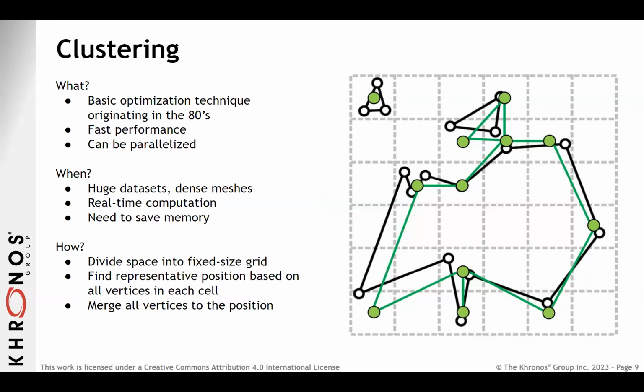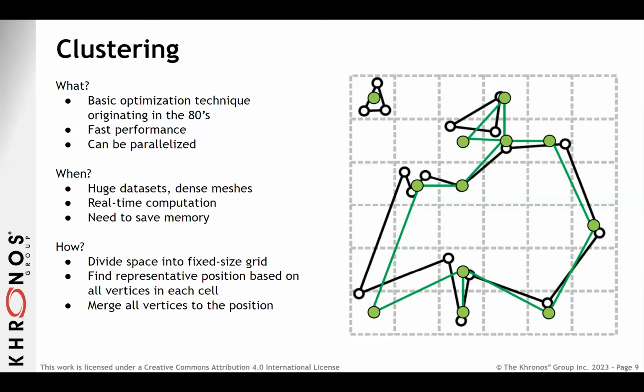So I'll talk now briefly about three main techniques of optimizing geometry. The first one will be clustering. This is the oldest one. It originated roughly in the 80s. It's very performant, very fast. It can be parallelized, so you can have different parts of assets optimized at the same time, because in the end they don't impact each other.